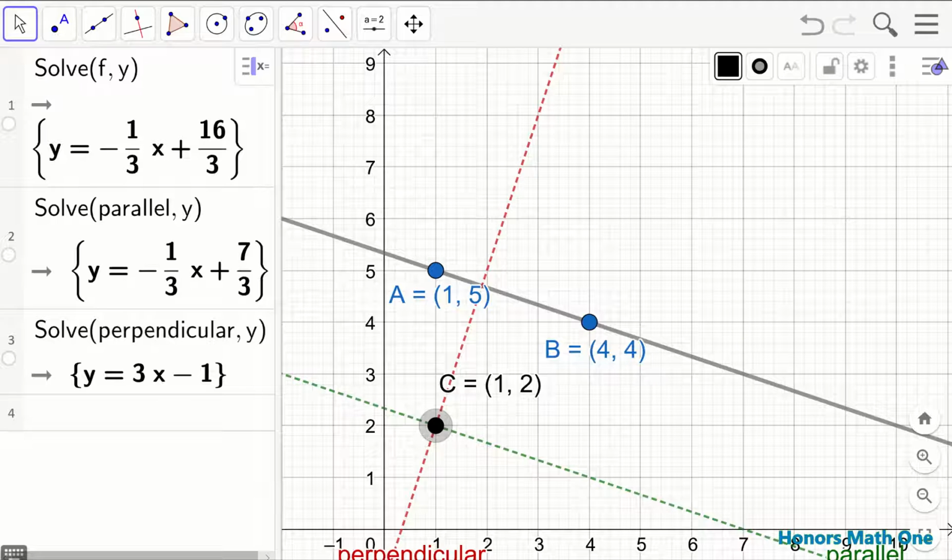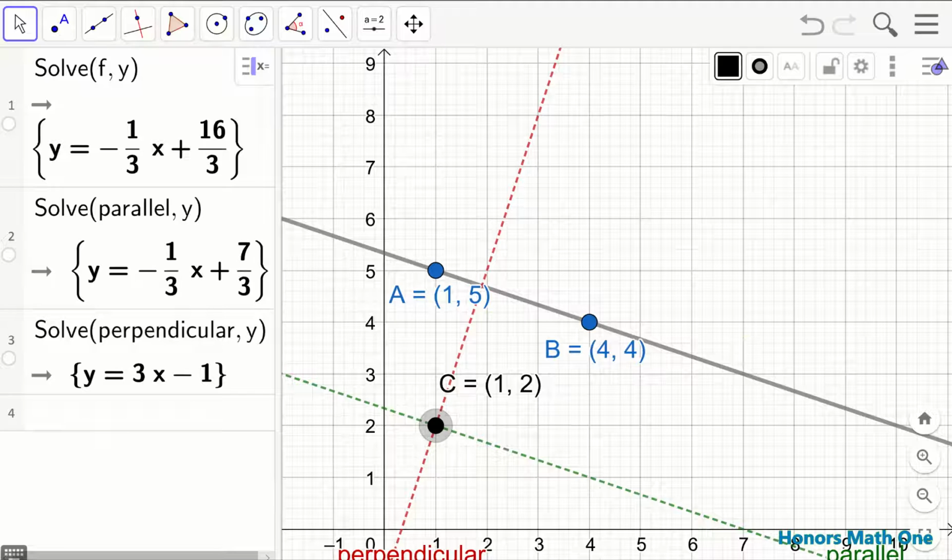So the other thing that has to be true is it has to have this slope of positive 3. But then I have to figure out what the y-intercept is, and I would use the x and y from this point C and that slope to calculate it. Now again, the answers are all over here, right? This red dashed line, the perpendicular one, is y equals 3x minus 1. There's a parallel line down here, the green one. It is parallel to the line through AB, and it is also going through the point 1, 2.